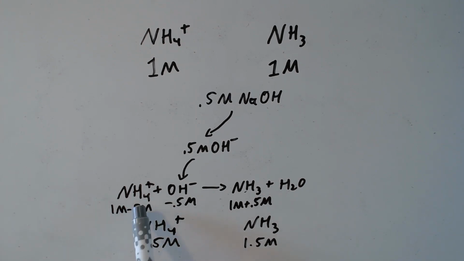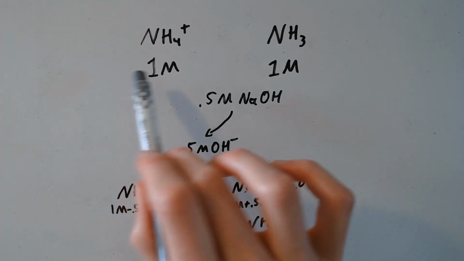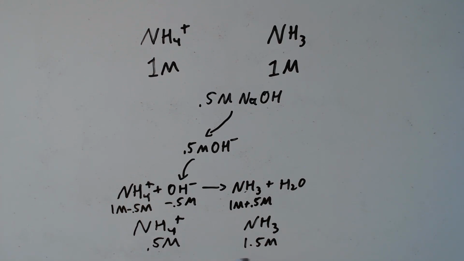So in this case, the NH4+ concentration decreases by 0.5 molar. The OH- concentration also eventually decreases by 0.5 molar, since all of it gets converted to water, essentially. And the NH3 concentration increases by 0.5 molar, because this NH4+ got stripped of 0.5 molar H pluses to form an additional 0.5 molar NH3. And now our final concentrations would be 1 minus 0.5 is 0.5 molar of NH4+ to 1.5 molar of NH3, 1 plus 0.5. Originally we had 1 molar to 1 molar, now we have 0.5 molar to 1.5 molar.